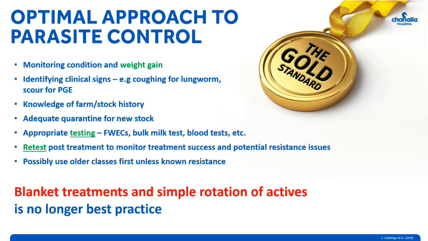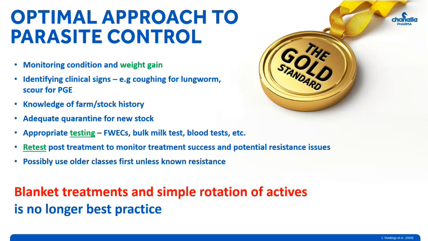Monitoring the condition of stock, production parameters, and weight gain. This specifically considers the impact of subclinical disease. As well as subclinical disease, where we don't see clinical signs, we have to consider clinical disease where we do see clinical signs. For example, we may see coughing in lungworm infections or scouring in parasitic gastroenteritis. So correctly linking clinical signs with the parasite present.